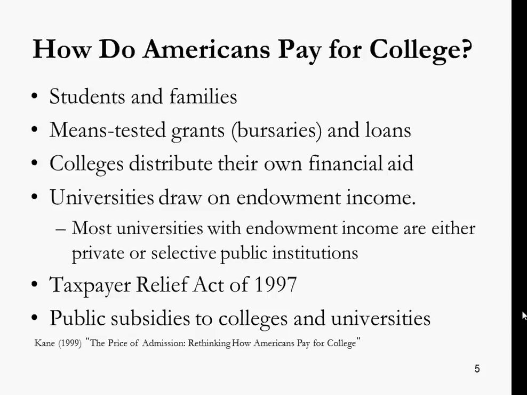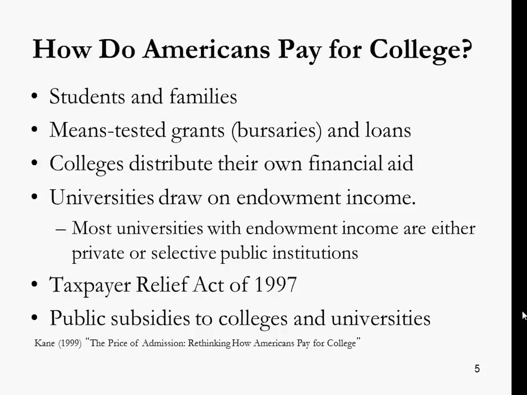We have means-tested grants from the federal government, Pell Grants. We have a big loan program. In fact, that's gotten a considerable amount of press lately. Roughly in the US, there is $1 trillion in outstanding student loans. Colleges have their own financial aid from various sources.